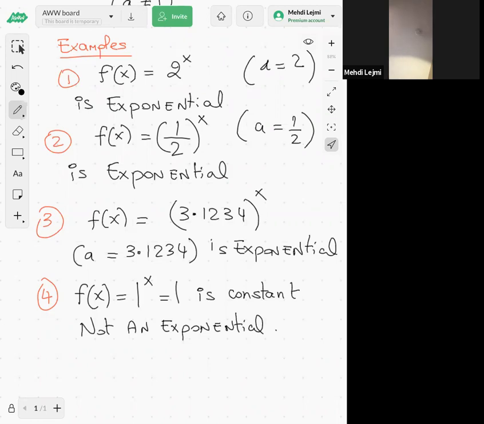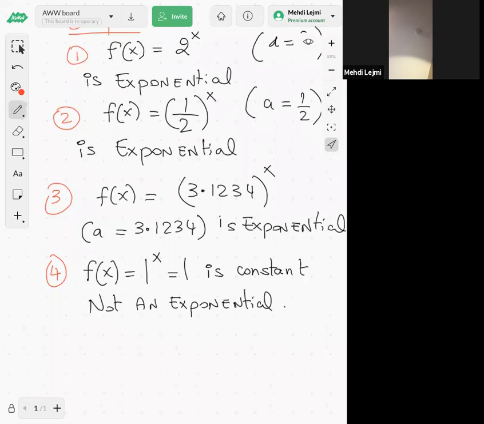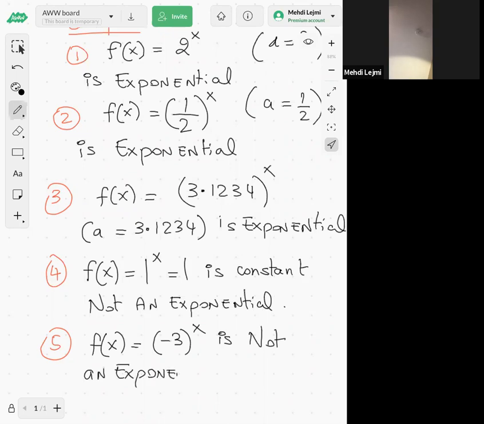Not an exponential. As I said, your A must be positive. So for example, if you have f of x equal to negative 3 to the power x, this is not an exponential, because again, you need A to be positive. Here A, which is negative 3, is negative.